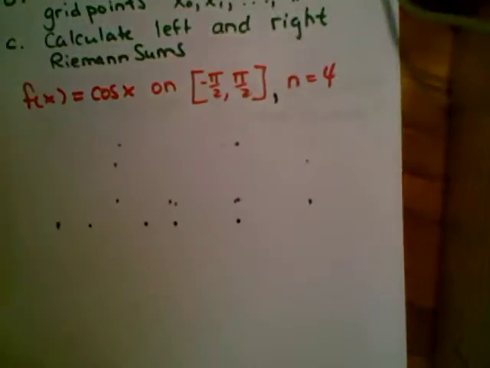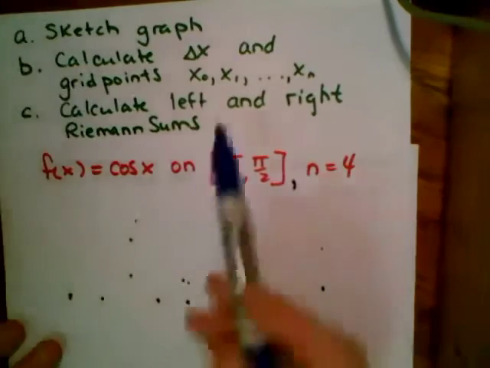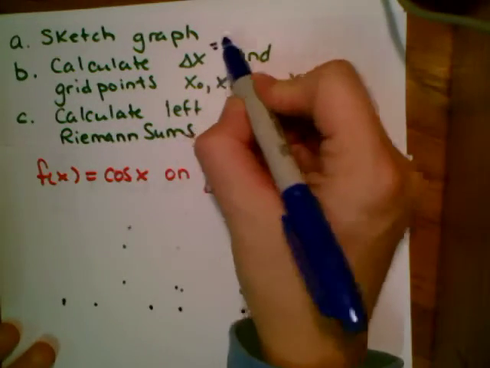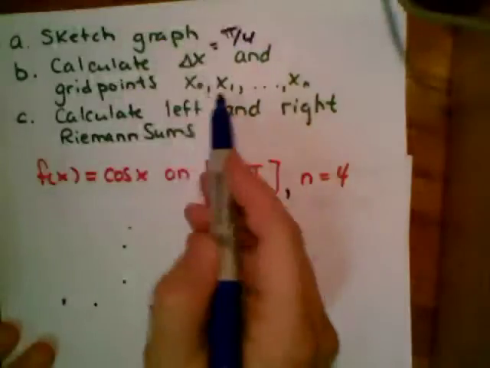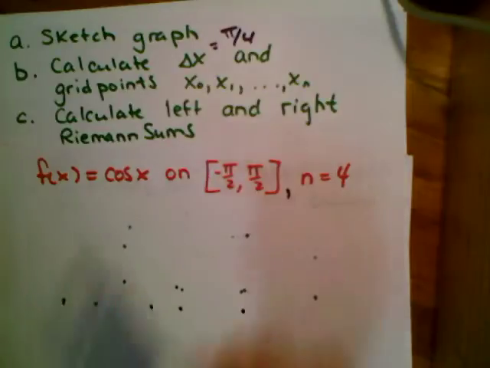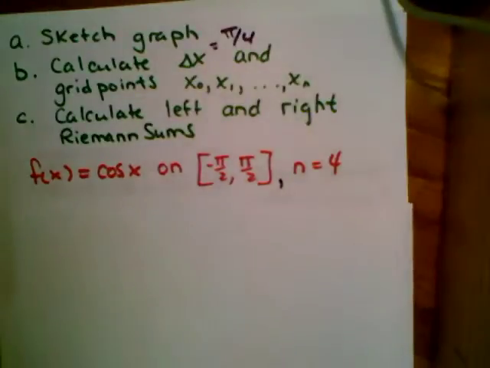Okay. Now let's turn to some calculations. We've sketched the graph. We've calculated delta x, and that was going to be pi over 4. We've looked at the grid points. We've illustrated the sums, but now we want to calculate the sums. Okay, let's do the left sum.